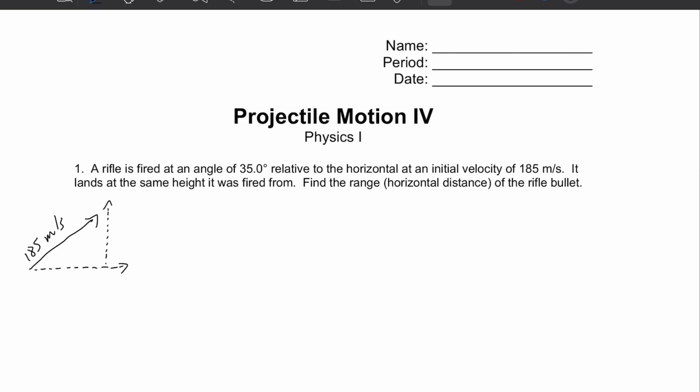So it was shot out at 185 meters per second, so we're going to make a velocity triangle. We have a 35-degree angle in the corner because it's 35 degrees up from the horizontal. In order to calculate the horizontal velocity, it's adjacent to the angle, so we're going to use hypotenuse cosine angle. And for the initial vertical velocity, it's on the opposite side of the angle, so we're going to use hypotenuse sine angle. 185 cosine 35 and 185 sine 35.